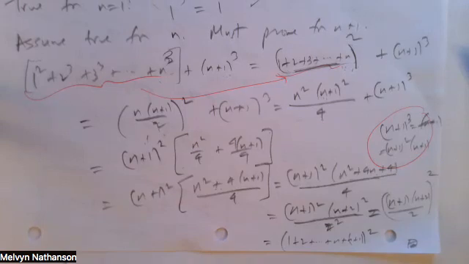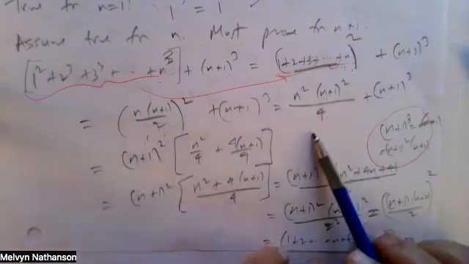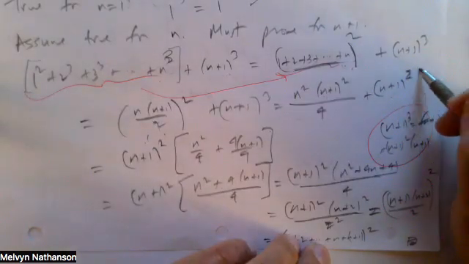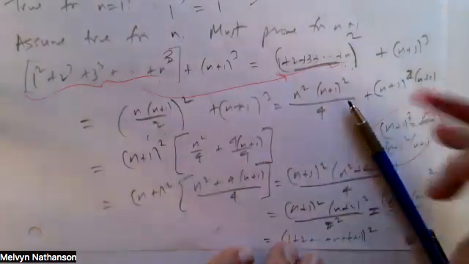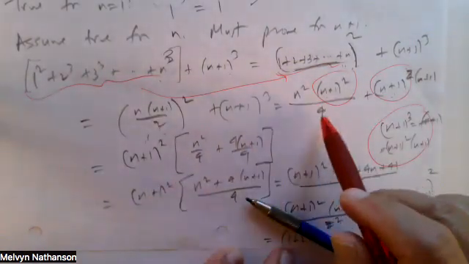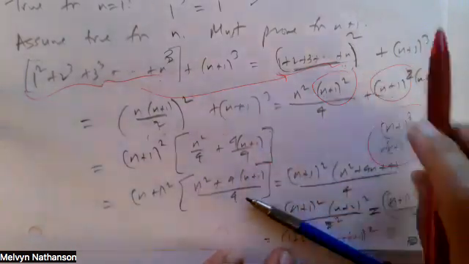How did you get the n squared over 4? You separated the n times n plus 1 over 2 squared. So from here, I have n plus 1 squared. Here I have n plus 1 cubed, right? N plus 1 cubed is the same as n plus 1 squared times n plus 1. That's the definition of a cube. So if I factor out n plus 1 squared, I'm left with n squared over 4 plus n plus 1. That's what I have here.